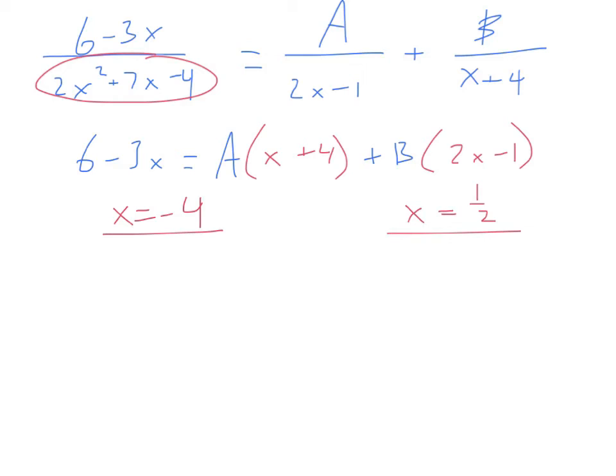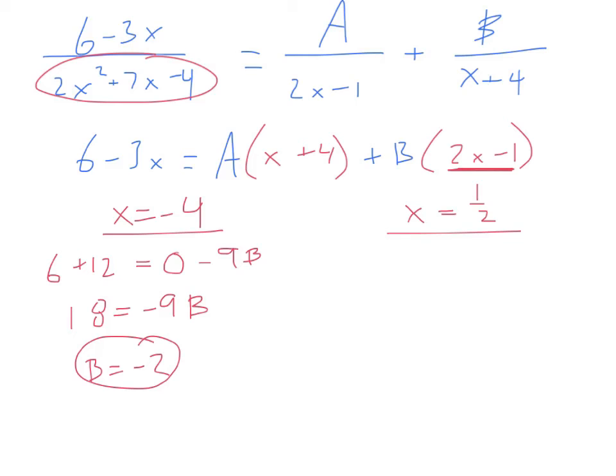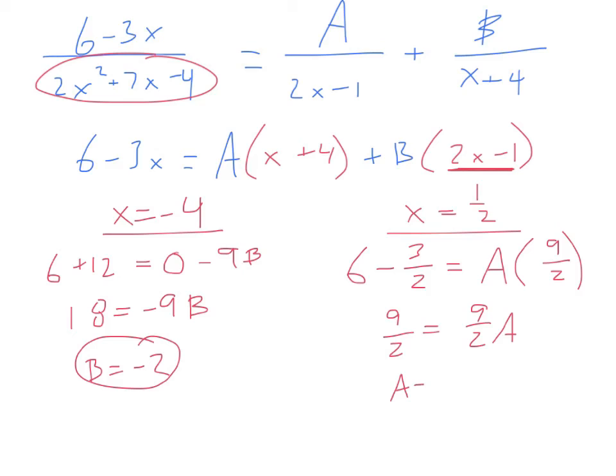When I plug in negative 4, I end up with 6 plus 12 equals, well, the A part is going to cancel out. And then the B part, when you plug in negative 4, we're going to end up with negative 9, so minus 9B. That gives me 18 equals negative 9B, so B is negative 2. So we found one of our values. Now for the other one, we're going to plug in 1/2. I'll get 6 minus 3/2 equals A times 1/2 plus 4, which is basically 9/2. So this ends up being 9/2 equals 9/2 A. So it seems pretty clear that A is 1.